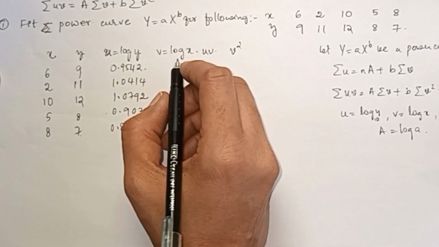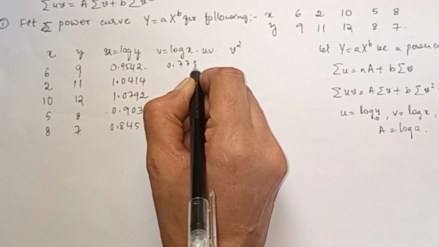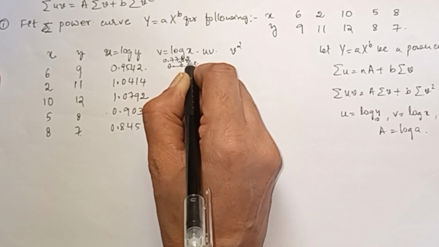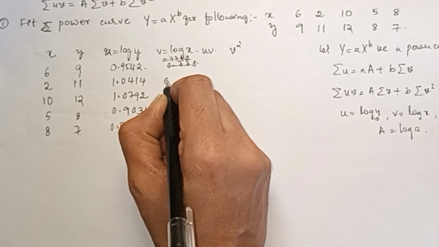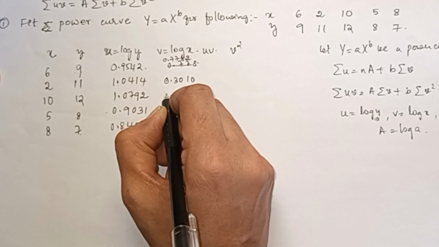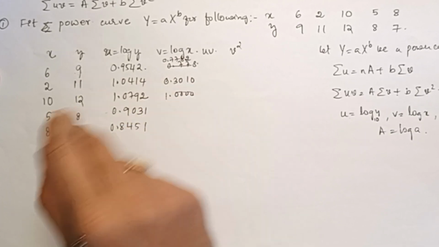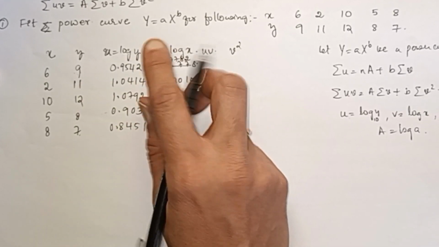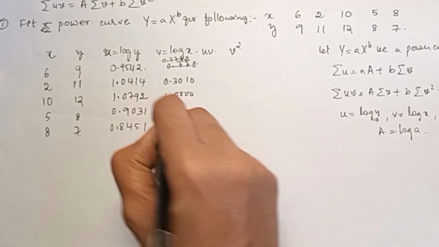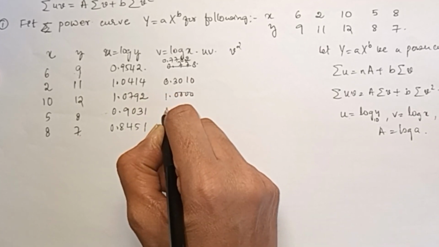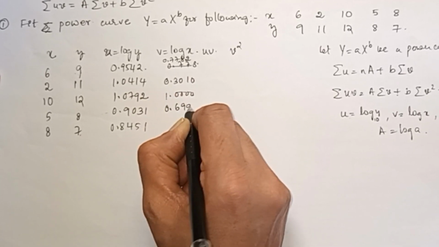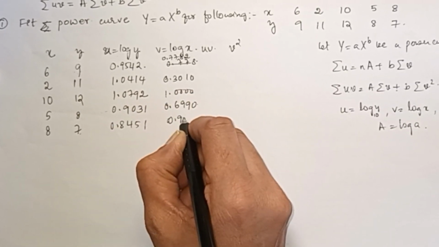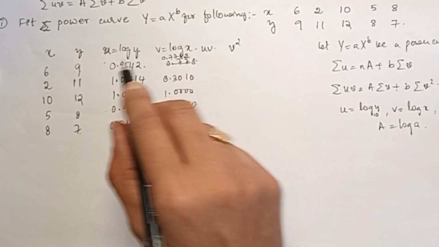Next, I want v, log of x. So log of 6, first one, 0.7782. Then log of 2 is 0.3010, and this is 1.0001. Log of 10 to the base 10 it is 1. Any quantity to the same base is always equal to 1. Log of 5 to the base 10 is 0.6990. Then log of 8 to the base 10 is 0.9031.